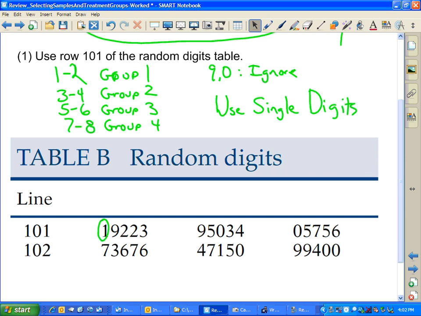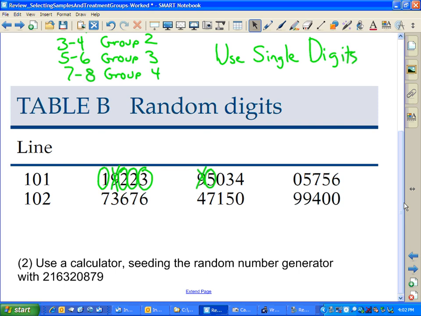The first person is in group 1. The 9 is ignored. The second person is also in the first group. The third person is in the first group, because 1 and 2 put you in the first group. The number 3 puts you in group 2. The number 9 is an ignore, and the number 5 puts you in group 3.